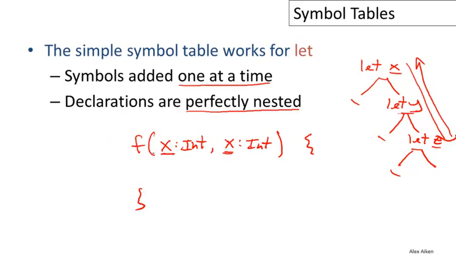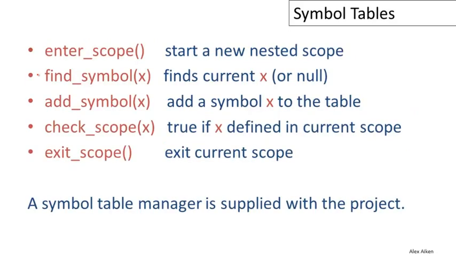So functions or methods have the property that they introduce multiple names at once into the same scope, and it's not quite so easy to use a stack where we only add one thing at a time, or one name at a time, to model simultaneous definition in a scope. So this problem is easily solved with just a slightly fancier symbol table.